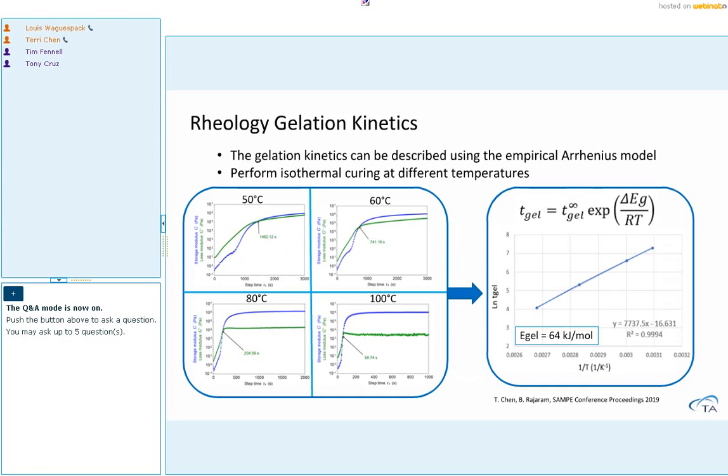In rheological analysis, we can also perform gelation kinetic analysis. Gelation kinetics can be calculated using a series of isothermal rheological tests at different curing temperatures. Here is the demonstration of curing this thermoset epoxy at 50, 60, 80, and 100 degrees Celsius. After the test, you can plot the log G' G" crossover time against the inverse of curing temperature. From these results, you can further use the Arrhenius model to calculate the activation energy of gelation.